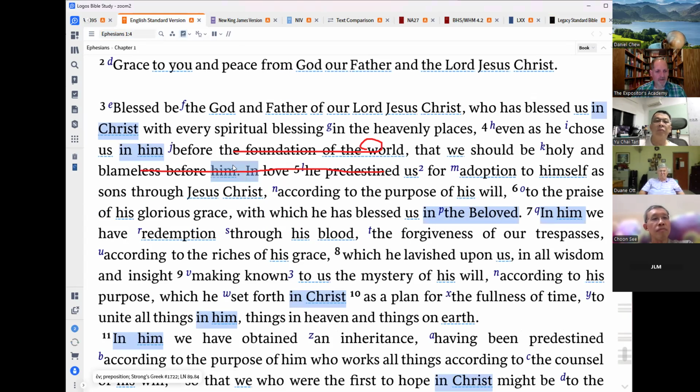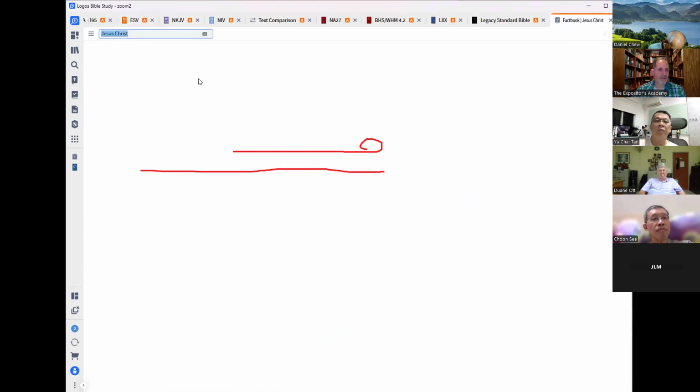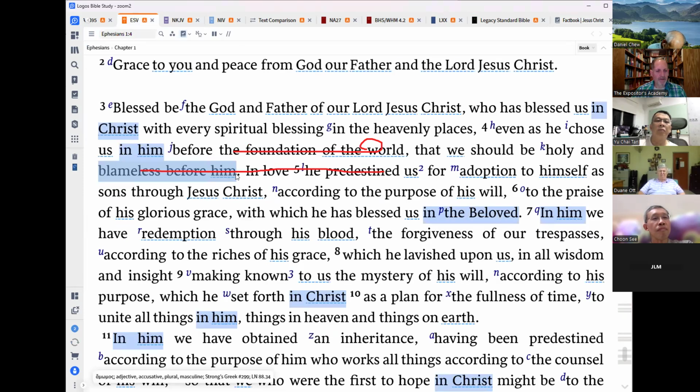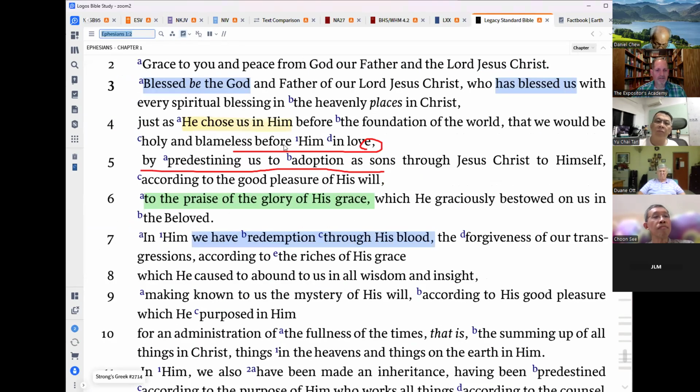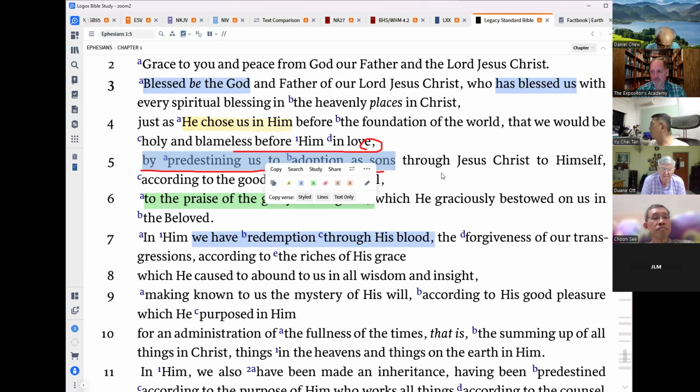So it ended the sentence, we should be holy and blameless before him. And then it starts a new sentence: in love, he predestined us. So it made that an independent clause here. But if we look at the LSB, the Legacy Standard, it didn't make it independent. It kept it as a dependent phrase in this case, by predestining us to adoption as sons. You guys following me? You see the difference?